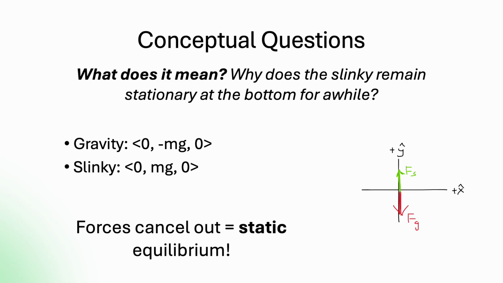For some conceptual questions: what does it mean and why does the slinky remain stationary at the bottom for a while? Well, this is because these two forces, as you can see, cancel out. So we have static equilibrium where there's zero velocity and no net force.